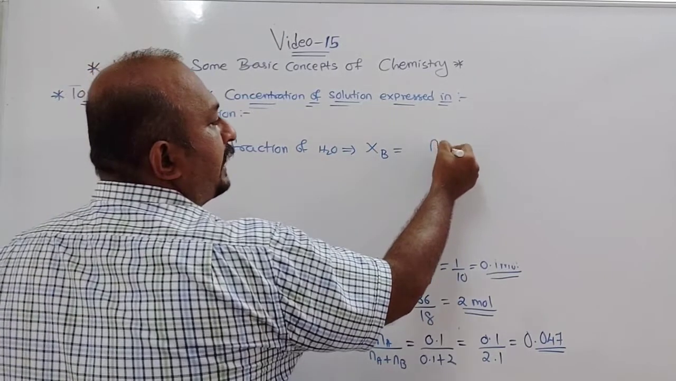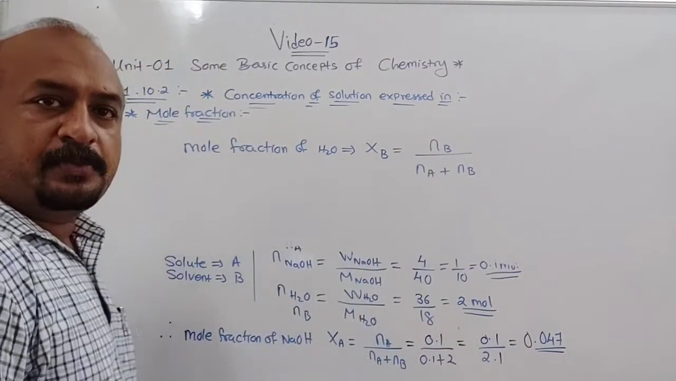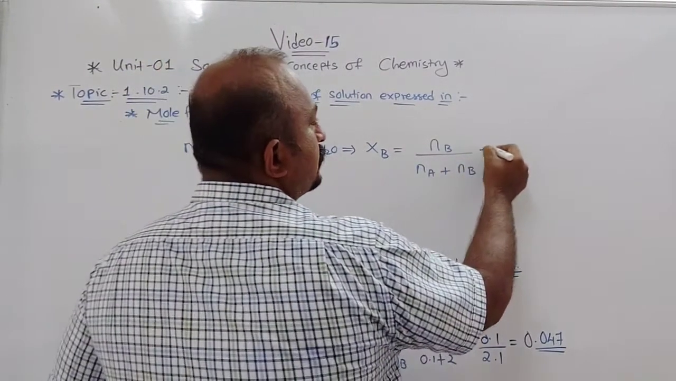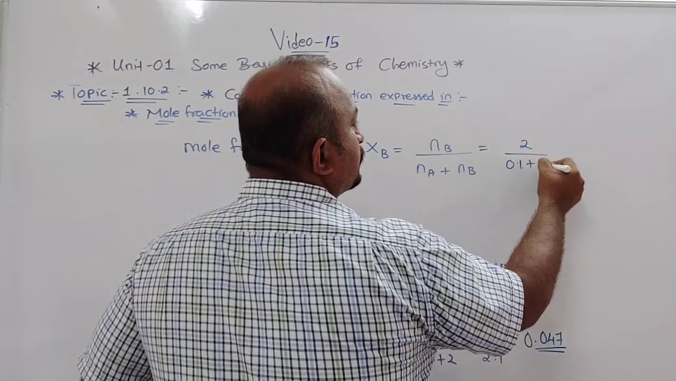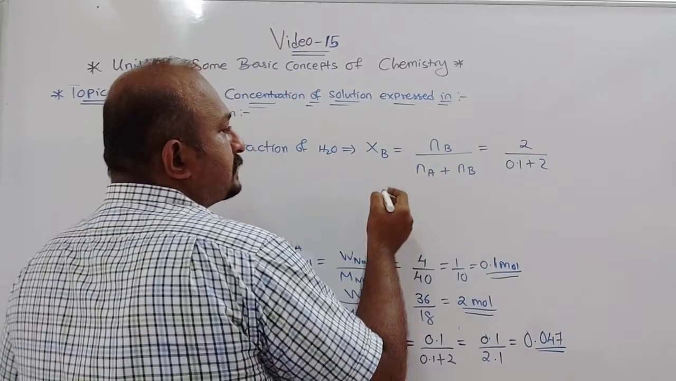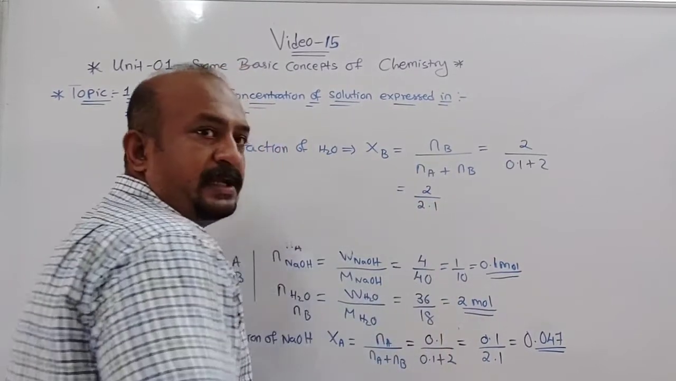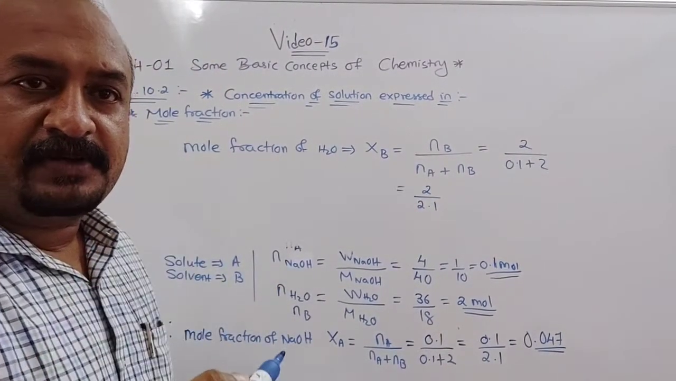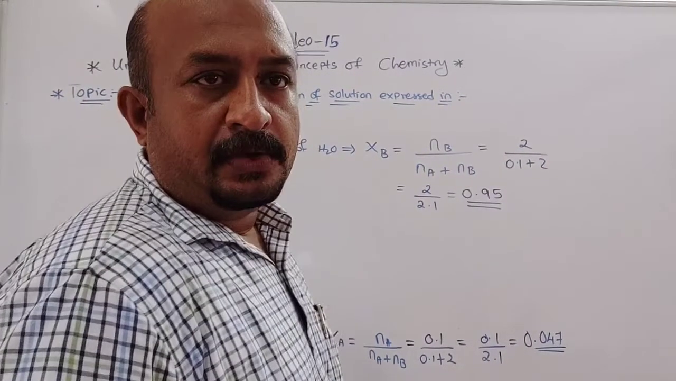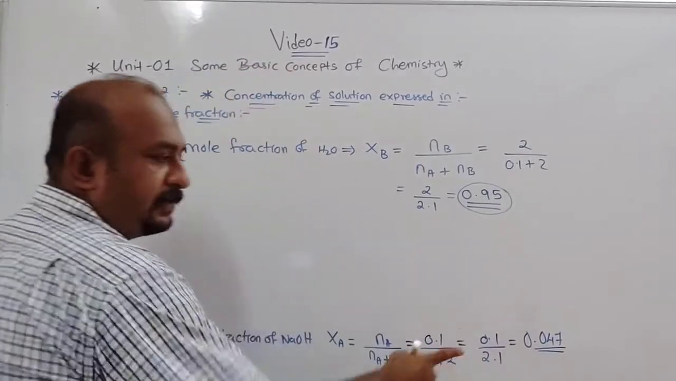Xb is equal to Nb upon Na plus Nb, that is moles of solvent upon moles of solute plus solvent, the total number of moles. So Nb is 2, upon 0.1 plus 2, because the number of moles of A is 0.1, which we found out here. If you simplify, it will be 2 divided by 2.1. You can calculate it, or there is another way I explained to you. 2 divided by 2.1 is 0.95.